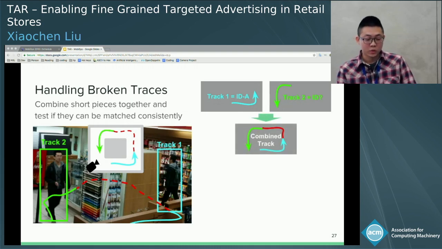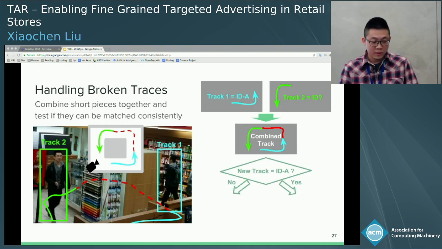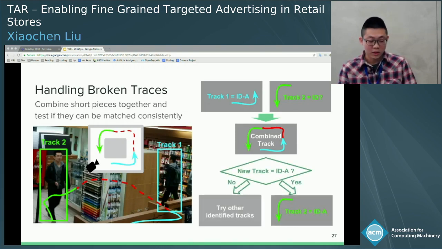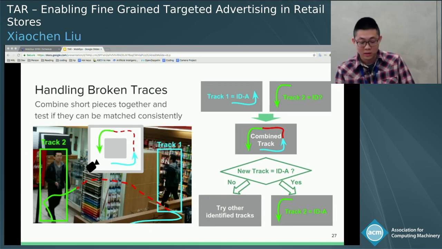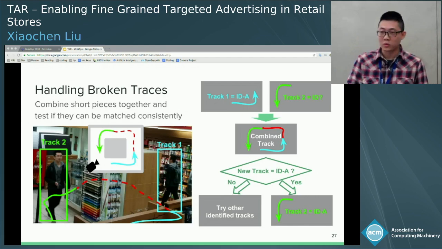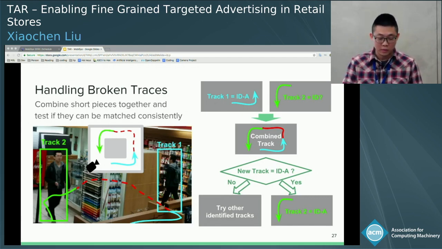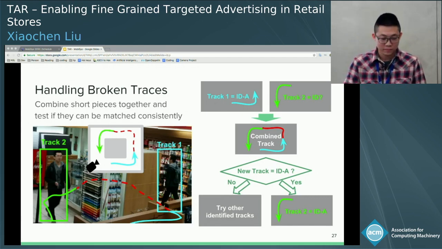TAR will generate a trace from trace 1 to trace 2 and combine them into a new trace. Then it tests if the new trace can also be identified as IDA with high confidence. If yes, this means the unknown trace 2 is an extension of trace 1. Otherwise, we should try something else. In a word, TAR merges short traces into a longer one to increase the matching confidence.